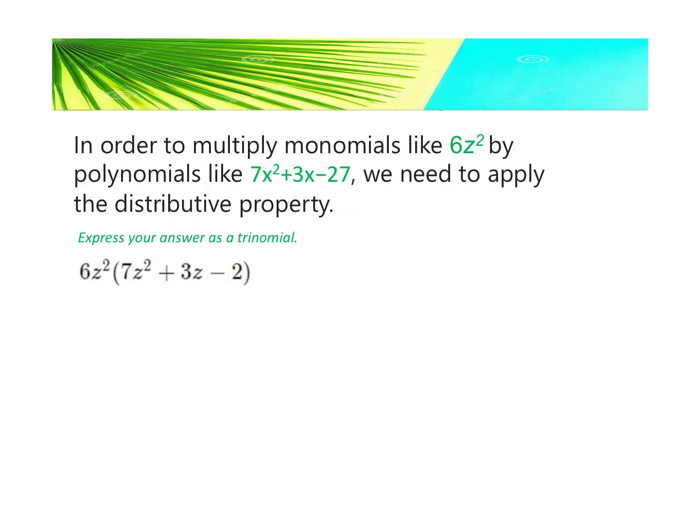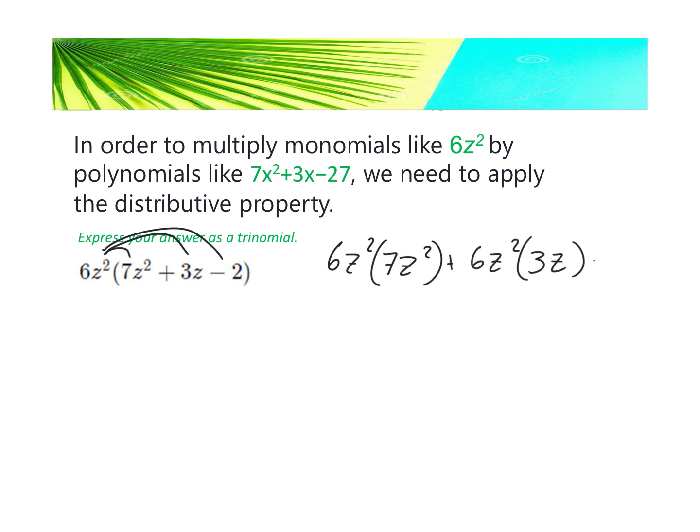In order to multiply monomials like 6z squared by polynomials like 7z squared plus 3z minus 2, we need to apply the distributive property. So we're going to distribute the 6z squared to all of these three terms. So we would get 6z squared times 7z squared plus 6z squared times 3z minus 6z squared times 2.